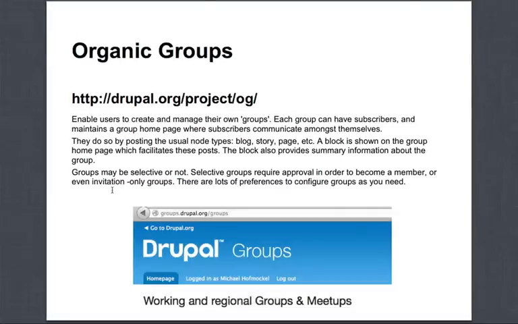So organic groups is a module. It's actually a suite of modules. There's several modules inside of it when you download, and so you can choose between a few of them and install them.